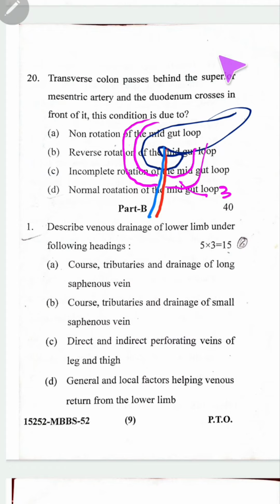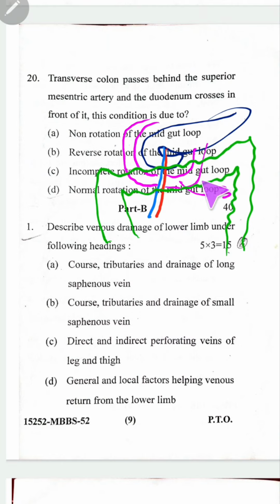Now what lies anterior to these vessels is, using the green color for this, the colon. The transverse colon actually is anterior to these vessels, right? Or you can say the superior mesenteric artery and vein run behind the transverse colon. So that is a normal pattern, right? Normal pattern after the normal rotation of the midgut loop.